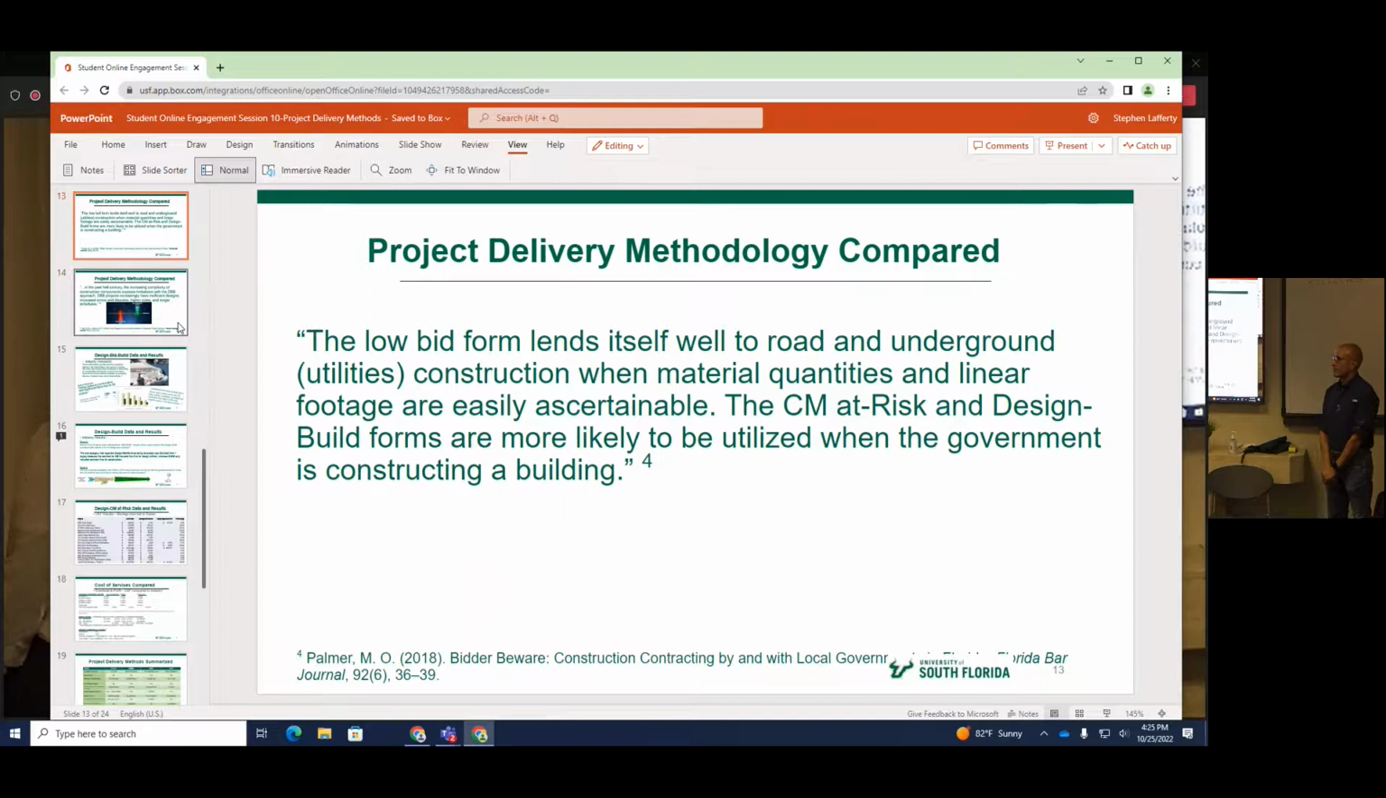And so as a result, in today's economy, the construction management at risk and design build forms of contracting are becoming a lot more prevalent.